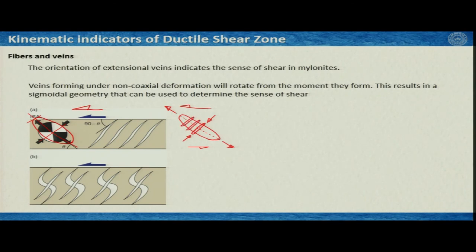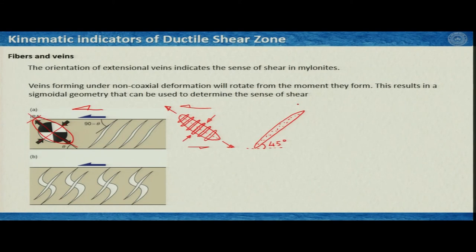So they would have this orientation. Again, we have learned this in our fracture lecture. So we can produce a series of fractures. Let's take one of them as an example, like this. So this is the fracture, which generally tends to form at an angle of 45 degrees with respect to the long axis of the instantaneous strain ellipse.